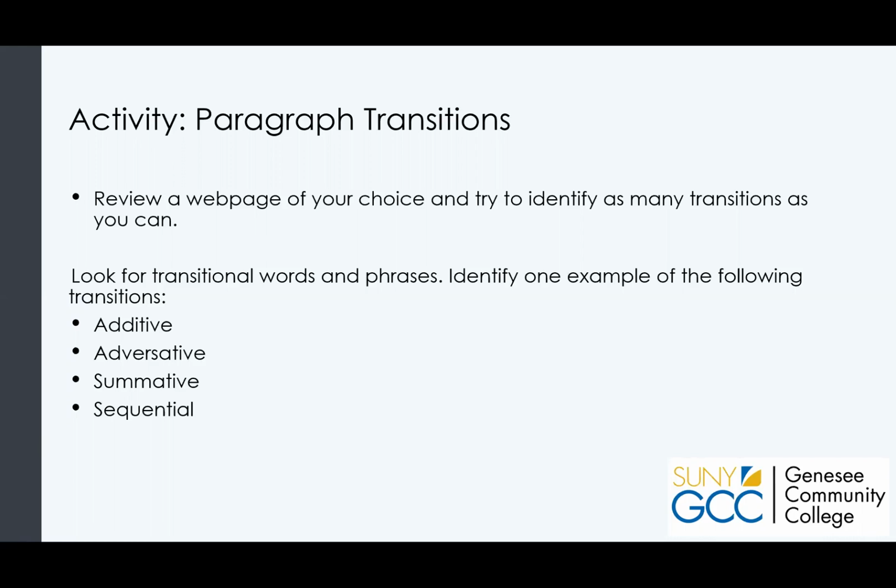And you're going to look for transitional words and phrases, identifying one example of the following transitions: additive, adversative, summative, or sequential. List out as many of the transition words as you see. You don't need to write the same one 100 times if they use the same one repeatedly. Aim for 10 to 20. When you are done, please resume the video.